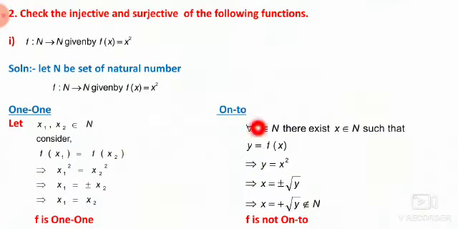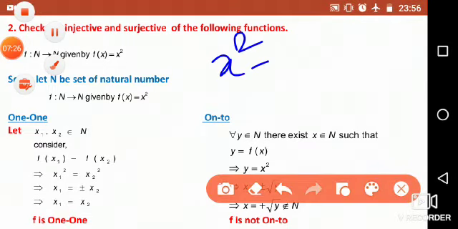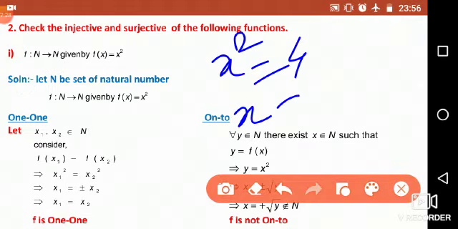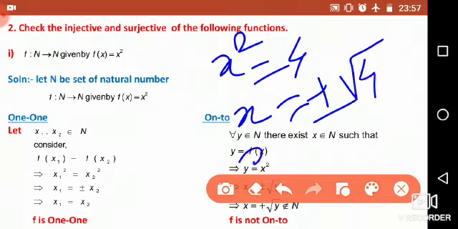Now onto function. As we know, we have to start with an element from the codomain set. Our codomain set is also the set of natural numbers. For all y belongs to N, there exists an x belongs to N, that is from the domain, such that y equals f of x. This implies that y equals x square. In this step, our intention is to find the solution for x. Therefore, x equals plus or minus root y. As you know, if x square equals 4, then x equals plus or minus square root 4, that is, x equals plus or minus 2.